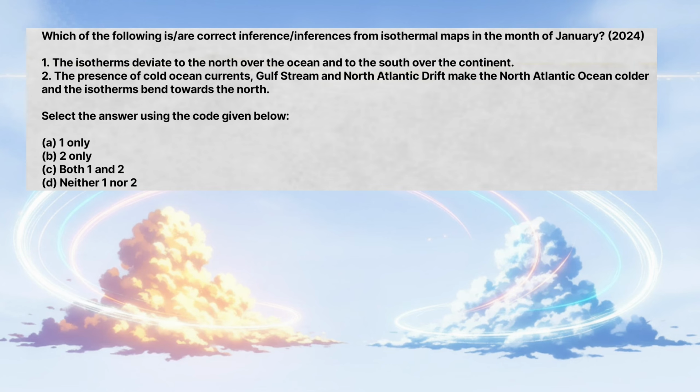Question 13, UPSC Prelims 2024. Which of the following is our correct inference from isothermal maps in January? 1. The isotherms deviate to the north over the ocean and to the south over the continent. 2. The presence of cold ocean currents, Gulf Stream and North Atlantic drift make the North Atlantic Ocean colder and the isotherms bend towards the north. Option A, 1 only. Option B, 2 only. Option C, both 1 and 2. Option D, neither 1 nor 2.